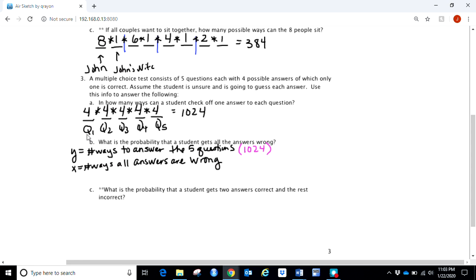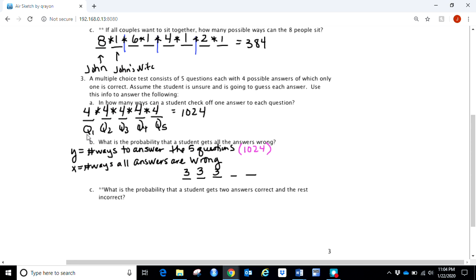So let's think through this one. How many answers are wrong for the first question? It says that of those 4 possible answers, 1 is correct. So that would mean the other 3 answers are wrong. So I could choose any of these 3 options, and I'm going to get that first question wrong. For my second question, again, there's 4 answers. 1 is correct, so the other 3 are wrong.